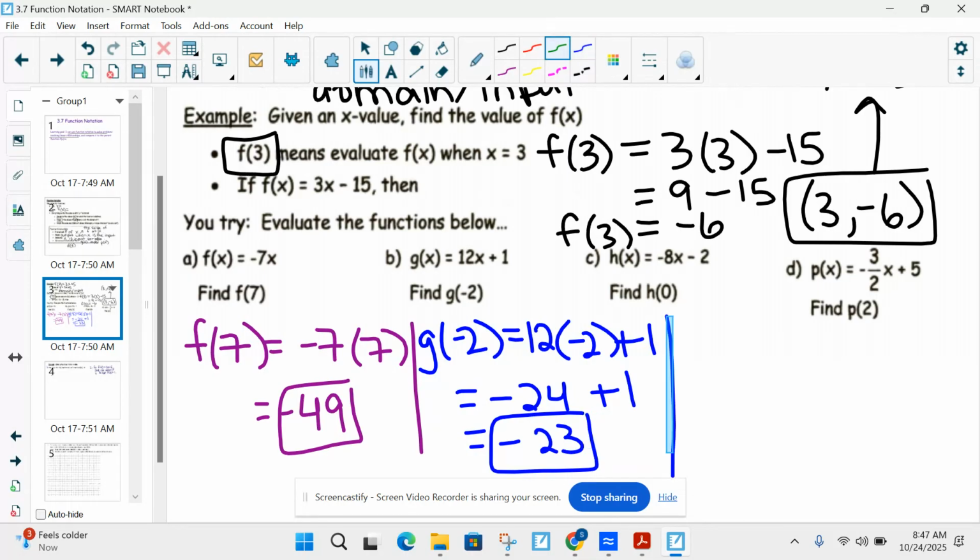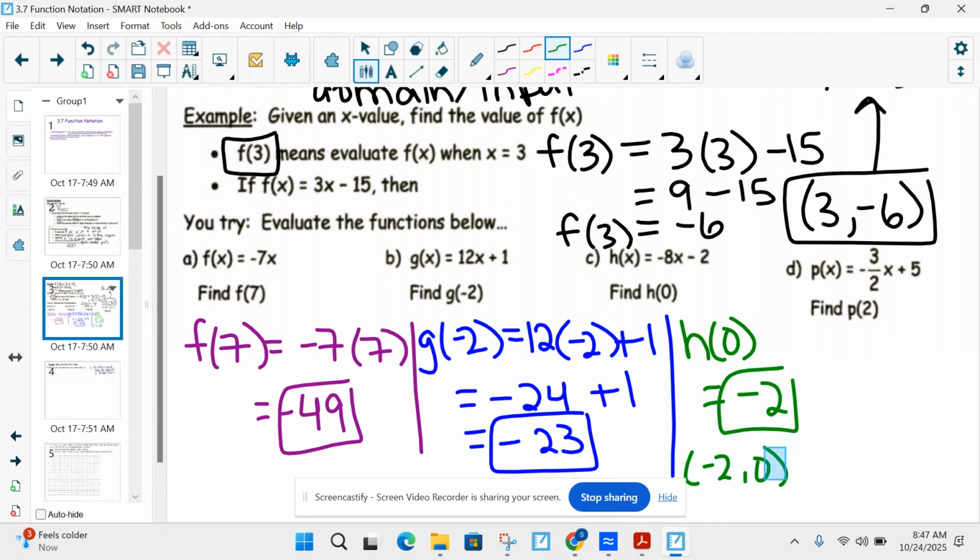For part H, what is h of 0? What's h of 0? Abel? Yes, because that just means x is 0, that goes away, -2. So that'd be like the coordinate -2, 0, like your x-intercept. Oh, sorry, your y-intercept. Well, no, I'm sorry. I wrote that the wrong way, didn't I? Because the x is 0 and the y is -2. So that is the y-intercept.